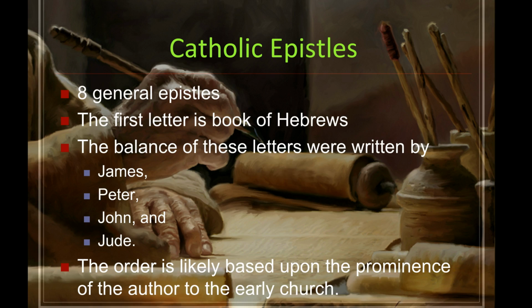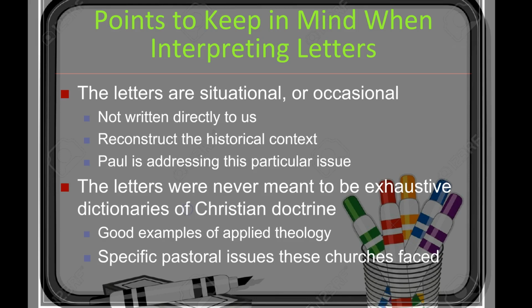The 8 general epistles are also called the Catholic epistles, not based upon the Catholic Church, but based upon the original meaning of the word universal. The first letter is the book of Hebrews, which has at times been attributed to Paul, but because the early church fathers debated this authorship, the book was placed at the end of the Pauline epistles and before the general epistles. The balance of these letters were written by James, Peter, John, and Jude, and the order is likely based upon the prominence of the author to the early church.